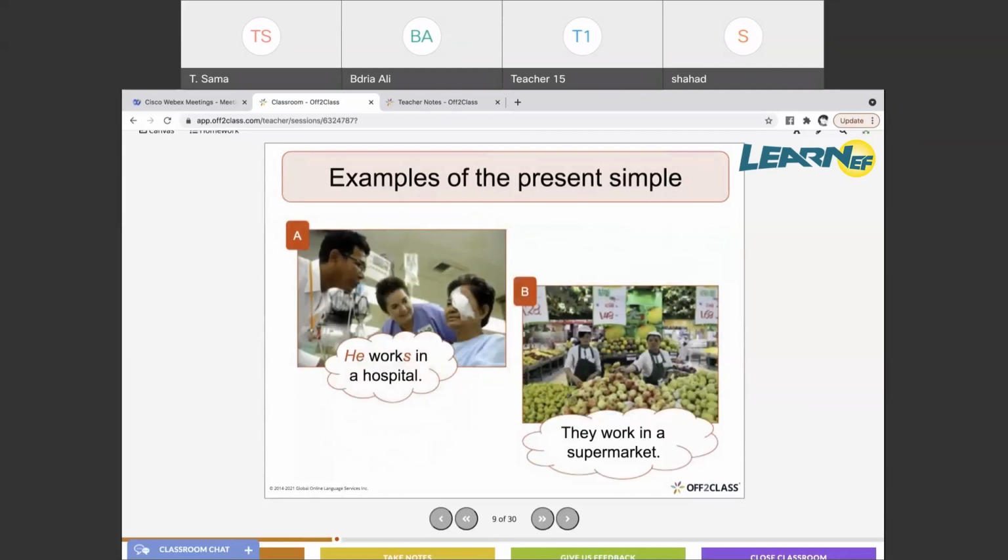Badriya, can we read the examples? He works in a hospital. They work in a supermarket. Good. So he works in a hospital. We added S to the verb work because he takes S. They work in a supermarket. We didn't add S because they doesn't take S.